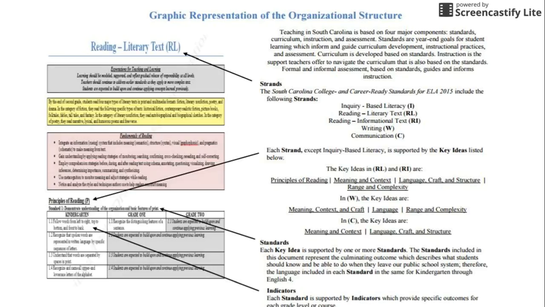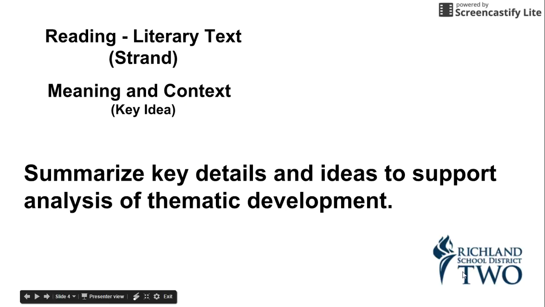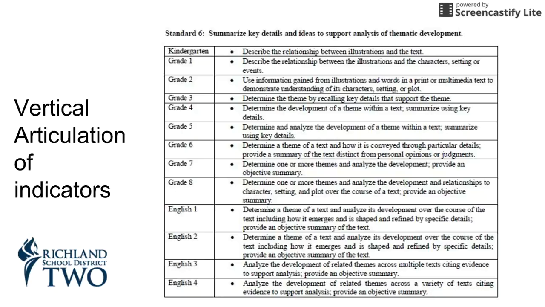Each of these key ideas is supported by one or more standards. And then each standard has an indicator which provides the specific outcome for the grade level. Let's look at Standard 6. Summarize key details and ideas to support analysis of thematic development. This standard is under the strand of reading literary text, and it's the key idea of meaning and context. Again, like I said before, the indicators convey the outcome for each grade. Now, when we look at Standard 6, we see that each of the indicators continues to build on each other to support the standard.